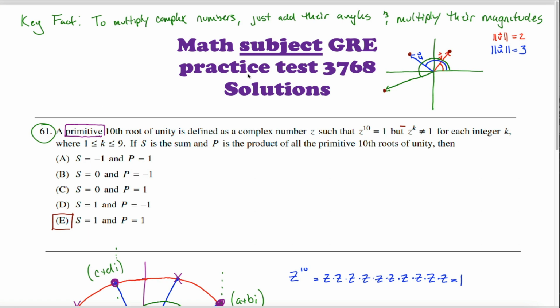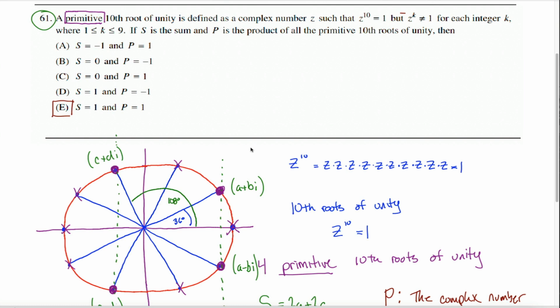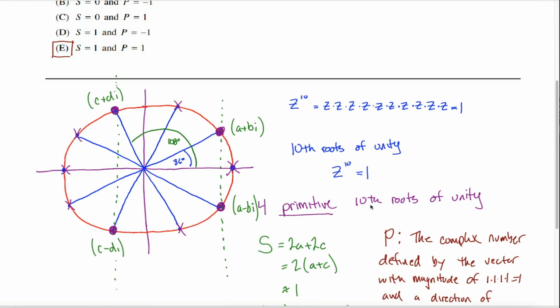So when I was solving this practice problem on the math subject GRE practice test, I ended up using process of elimination to figure out that the sum of the 4 primitive 10th roots of unity is exactly 1. But I kind of cheated.